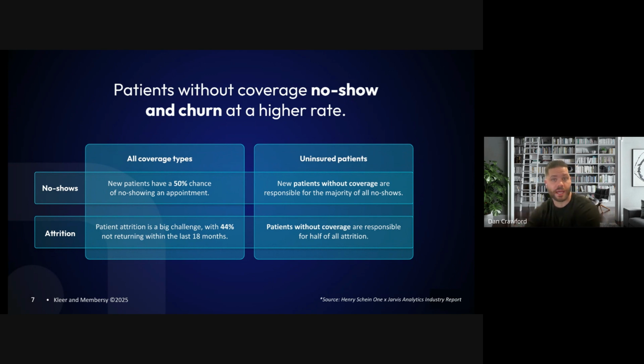And of course, if we look at the avatar or the coverage type for that patient, those without coverage, they're your worst offenders as far as no-shows are concerned.